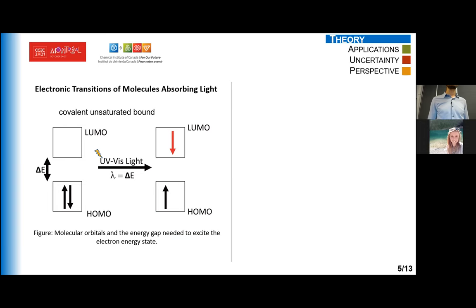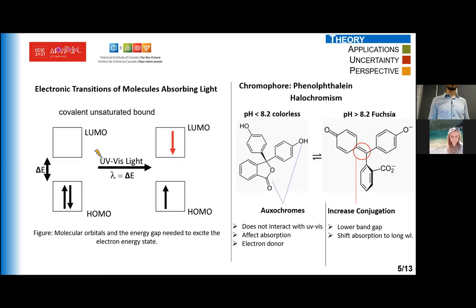So as an example, the chromophores are typically these molecules that present these unsaturated bonds. And here I present phenolphthalein. That's just a simple compound that's used on a daily basis all around the world. And it presents a halochromic effect, that would be the change of its color based on the pH. And I'm using this as an example to show how it affects the color of the compounds.